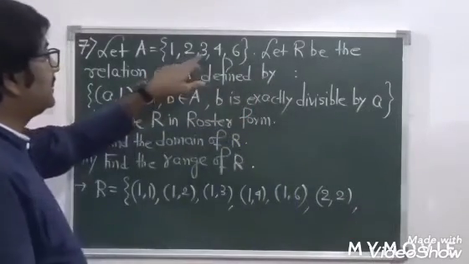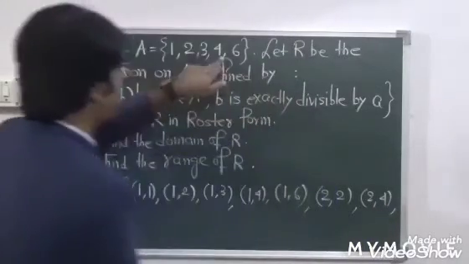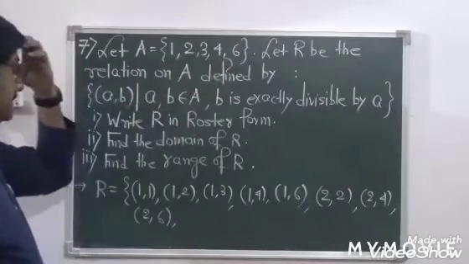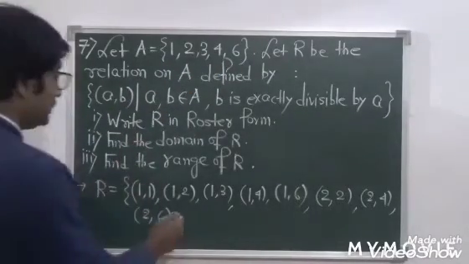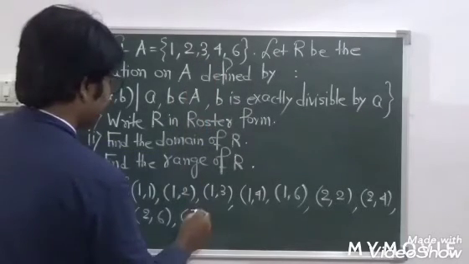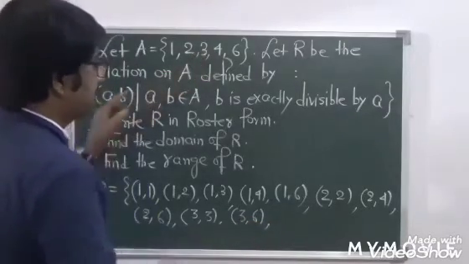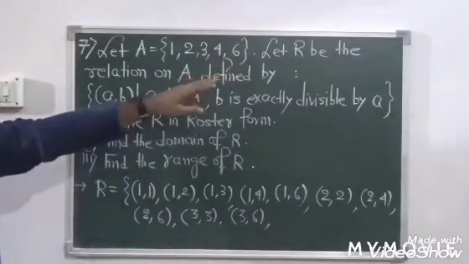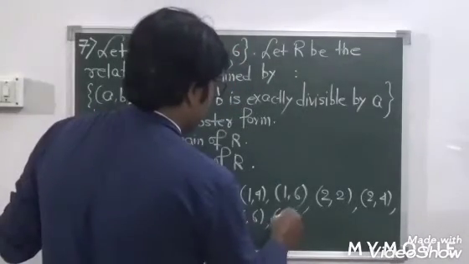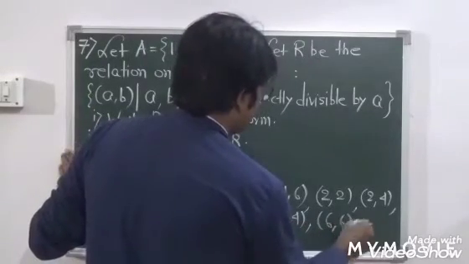Then 2: 4 is exactly divisible by 2, so 2 and 4, and then we can take 2 and 6. 6 is also exactly divisible by 2. Now, if you start with 3, there will be 3 and 3, and 3, 6. Then starting with 4 cannot be, and 6 also cannot be. So we can take 4 comma 4, and finally 6 comma 6.